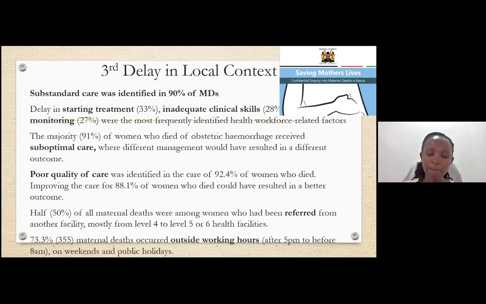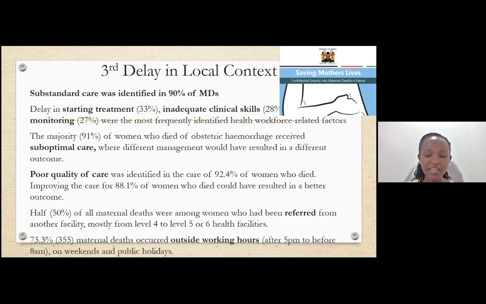substandard care contributed to up to 90% of maternal deaths. So we can say 9 out of 10 of women who died, their lives could have been saved. So delay in starting treatment was about 33%. Inadequate clinical skills of the staff was about 28%. Inadequate monitoring about 27%, and these were the most frequently identified health workforce related factors.